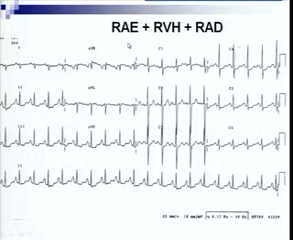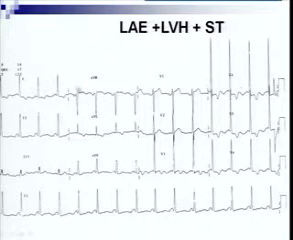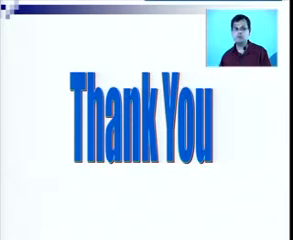This is an example of an ECG where there is right atrial enlargement in the form of tall P waves. There is right ventricular hypertrophy here in the form of R more than S, and there is a right axis deviation where lead 3 has the highest height of the R waves. And this is an example of left atrial enlargement where there is an inverted P seen in lead V1, and the hypertrophy is there in V5 and V6, plus some secondary ST-T changes due to hypertrophy seen in this particular ECG. Thank you.